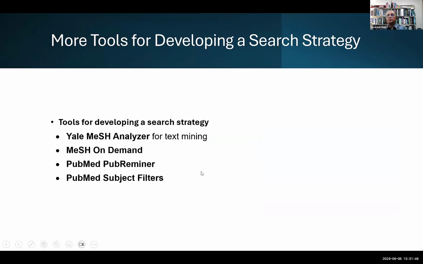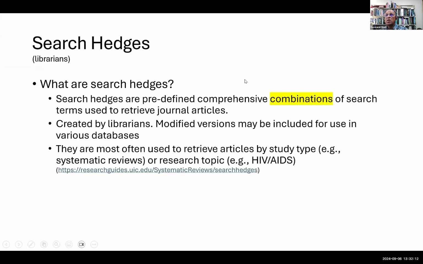What do we have next? Other tools for developing search strategies. These are actually hyperlinks, but they came up with a different color. So Yale has a MeSH Analyzer, MeSH on Demand, PubMed PubReMiner, PubMed subject filter. So these are other tools that I recommend that you use for developing the search strategies. Moving along.